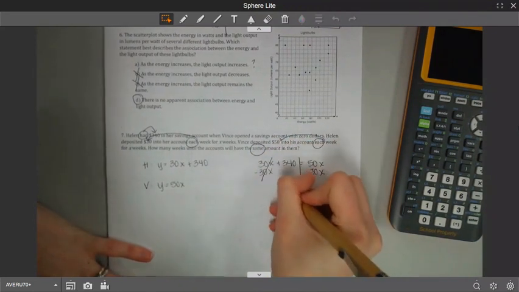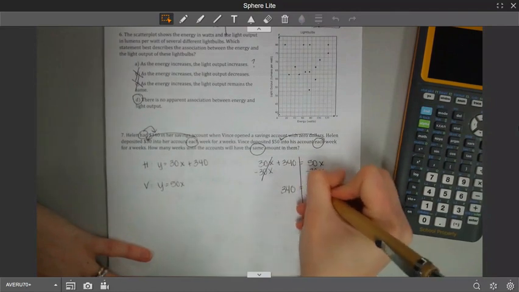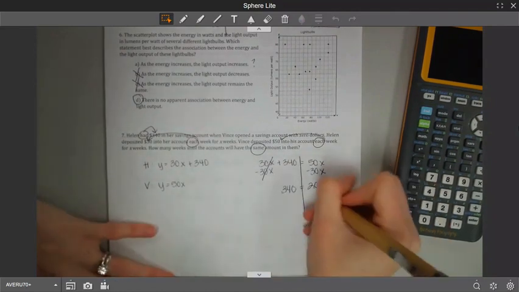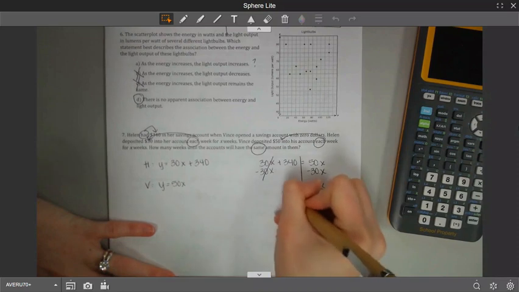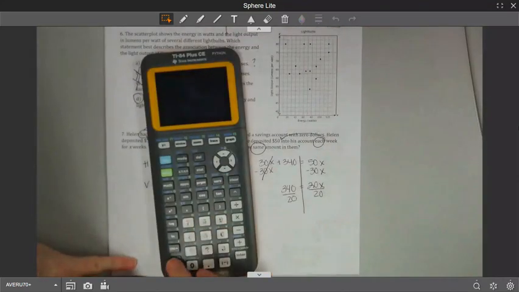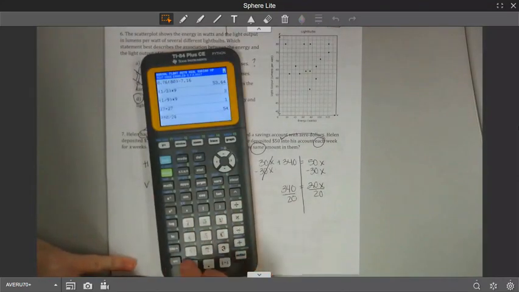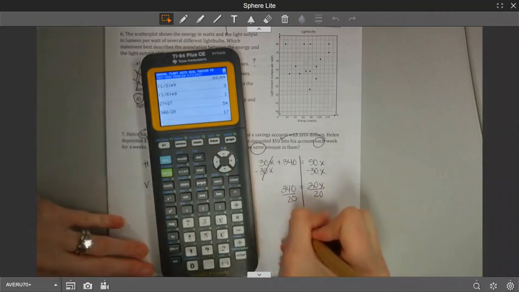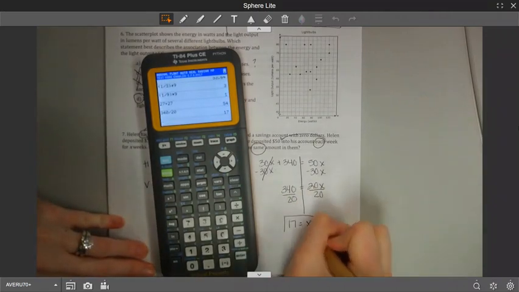So I'm left with 340 is equal to 20x. So then I would just divide both sides by 20. And 340 divided by 20 is 17. So in 17 weeks, they will have the same amount.